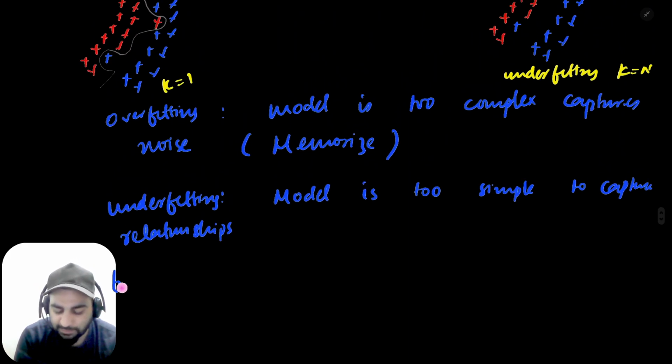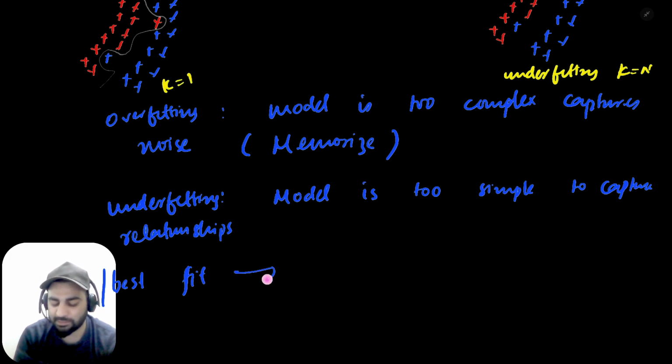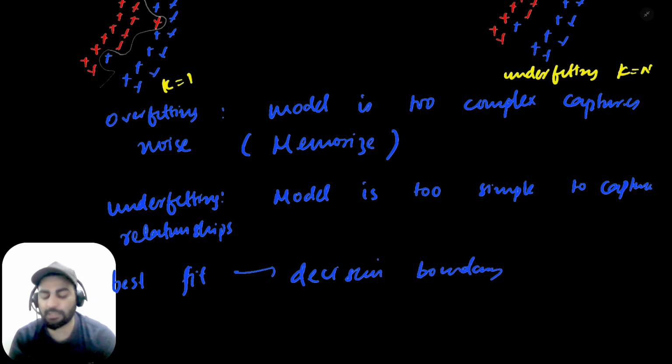So what do we want to find? We want to find the best fit. Best fit means we want to find the best decision boundary. That's what we want to find. So based on this k, this k will give me this. So is overfitting and underfitting at least at some intuition level clear? What is the meaning of overfitting and underfitting?